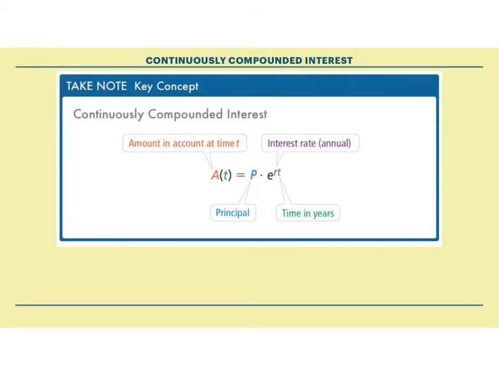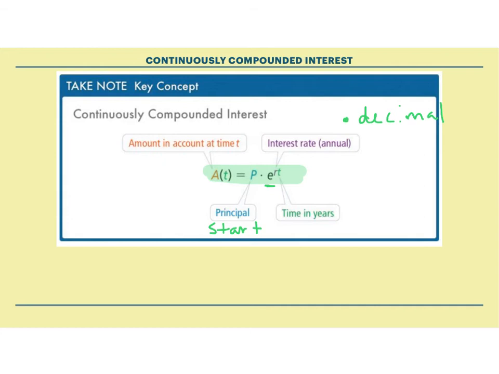So next we have continuously compounded interest. So here we have our formula, which is A of t, so the amount in account at time t is equal to the principal. So this is what we start with. So our starting amount times e, which is just a fixed variable. So if you look in the calculator, there's an e button. It's kind of just like pi. It's just some number. And e is raised to the interest rate, which again will be a decimal, so it'll be a decimal as our rate, and the time t in years.